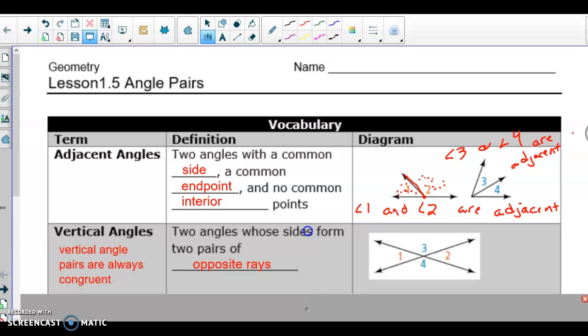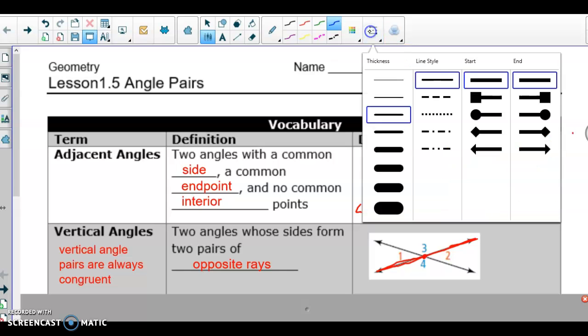Vertical angles are two angles whose sides form two pairs of opposite rays. Now, the definition of it is actually more difficult than what it really is. You get vertical angles if you have two lines that cross and make an X. So we have this line here. So where the opposite rays come in is if I have a vertex here, I've got one opposite ray going out this direction and one going out this other direction. And then the same thing with the other line.